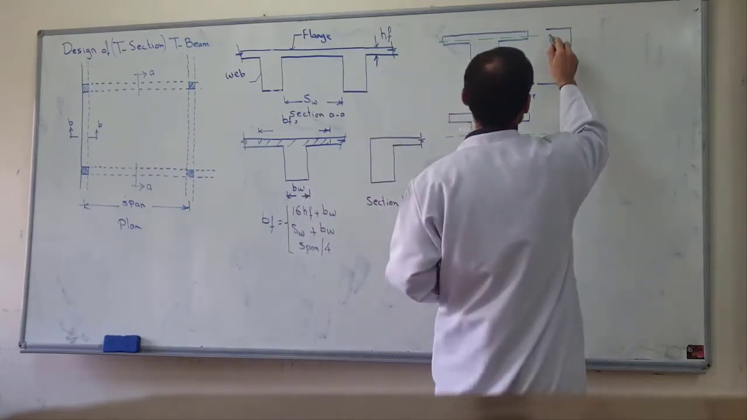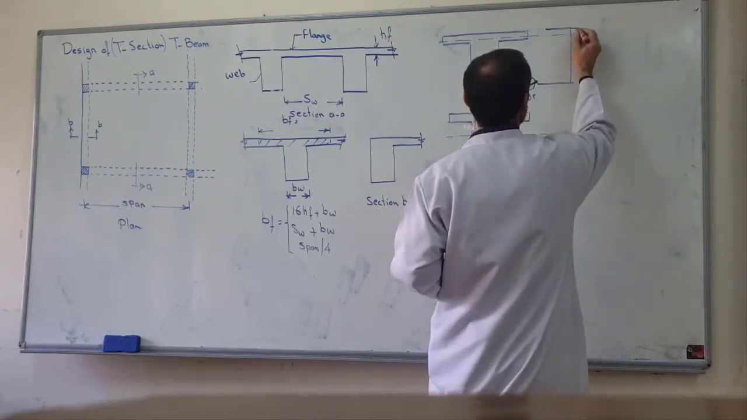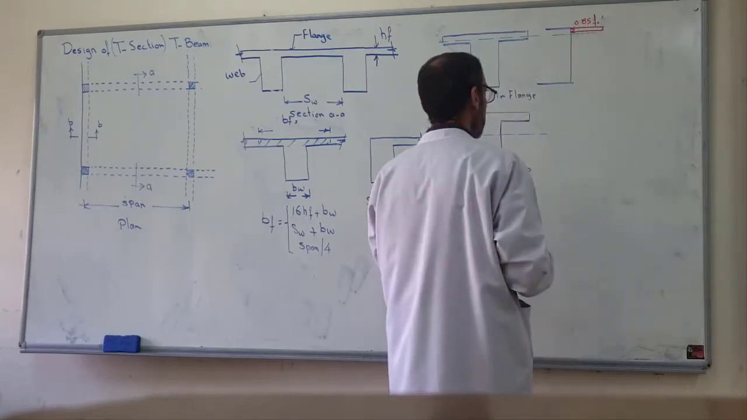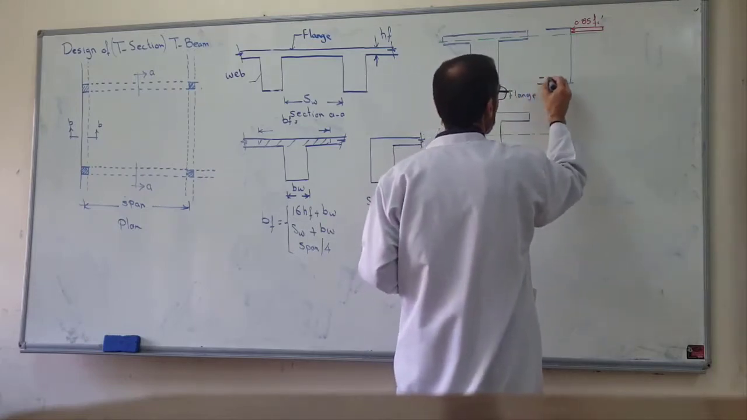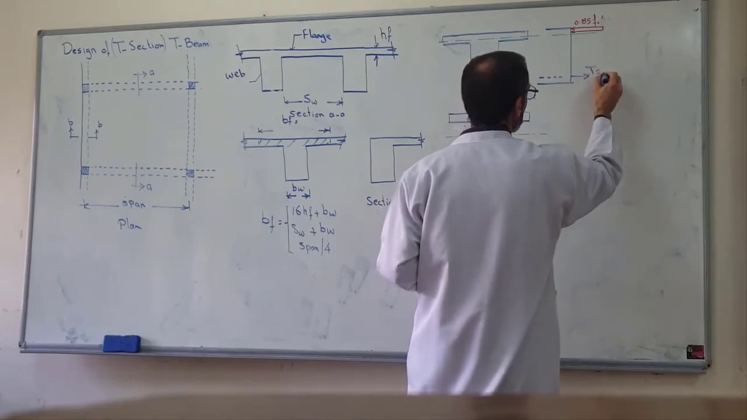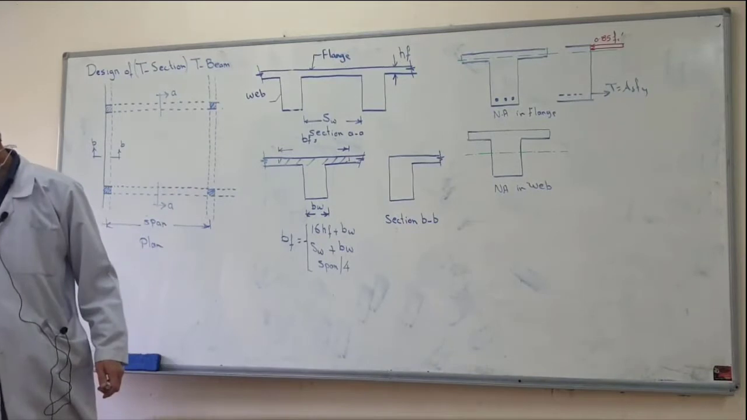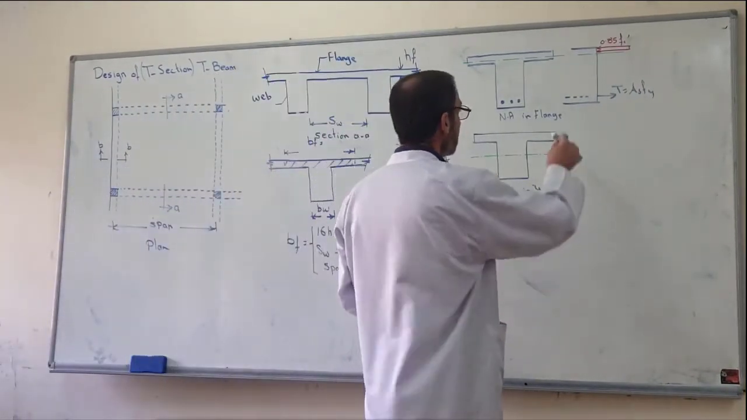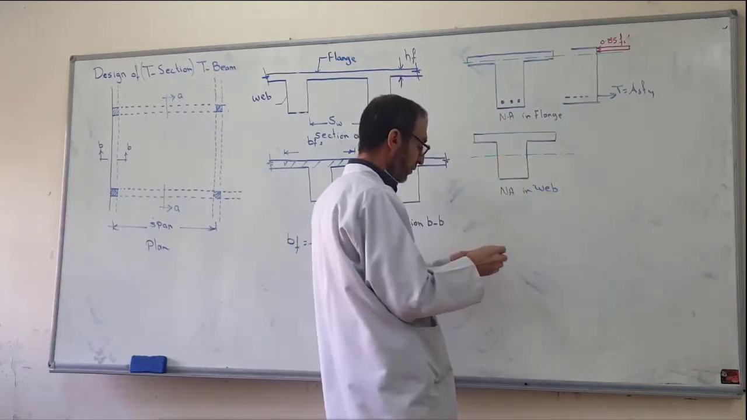Where is the neutral axis? And the stress, Whitney block, 0.85 FC prime, exactly similar. We have reinforcement in the flange. This is similar to the rectangular. Our new case is different. This is new for us.